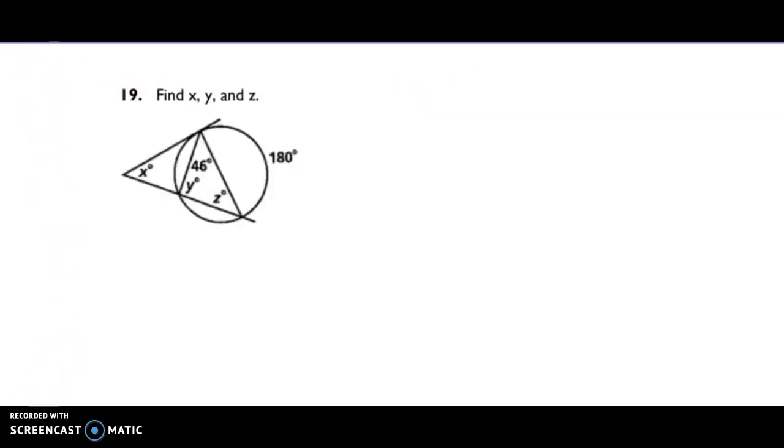Then for this one, you know this is 180, so this is actually a diameter. It goes through the center of the circle, which means this angle here, y, is an inscribed angle, and so y is going to be half of that 180. It's an inscribed angle, so y is 90 degrees. Now you've got a triangle, and a triangle adds up to 180. If this is 90 and this is 46, you can figure out what z is. Z ends up being, I believe, 44.